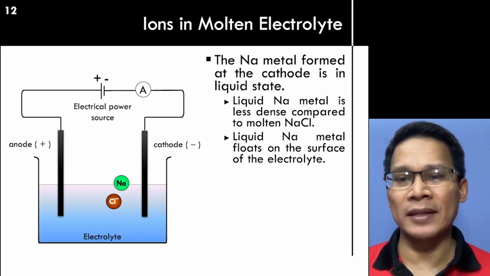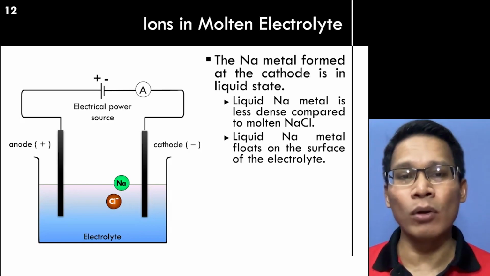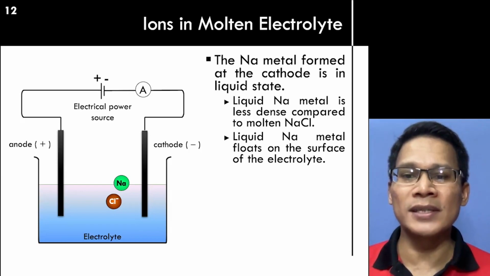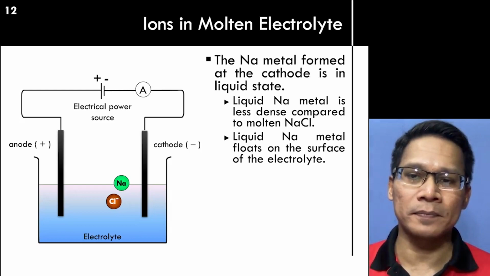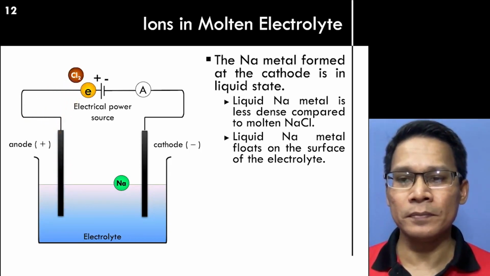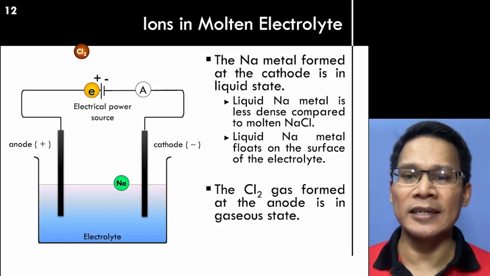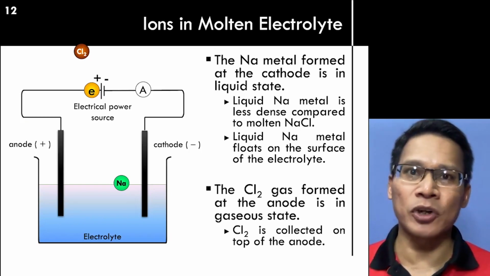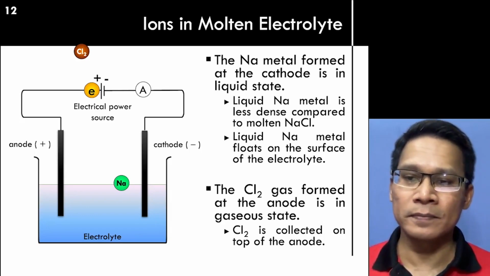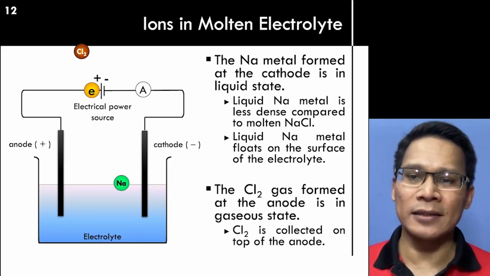Since liquid sodium metal is less dense than molten sodium chloride, the sodium metal will float to the surface of the electrolyte. Chloride ions in the electrolyte are attracted to the positively charged anode. Chloride anions are then discharged by releasing electrons and are oxidized to form chlorine gas. The gas can be collected from the top of the anode.